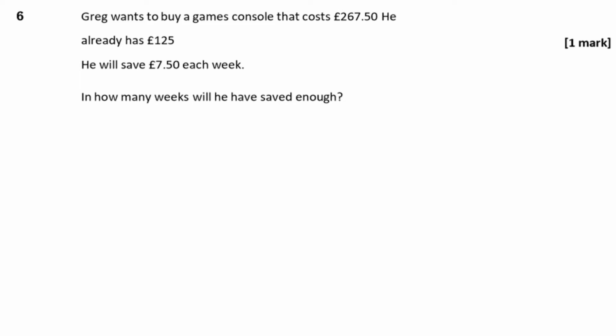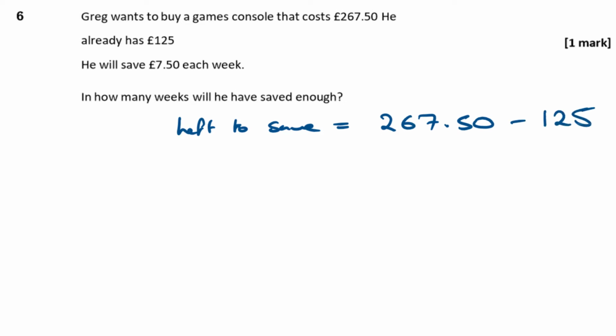So if we look at the amount left to save, that's going to be equal to how much it is, £267.50, minus the amount he's already saved, 125. So 267.50 minus 125, that comes out to be £142.50. 142.50. So that's what he's got left to save.